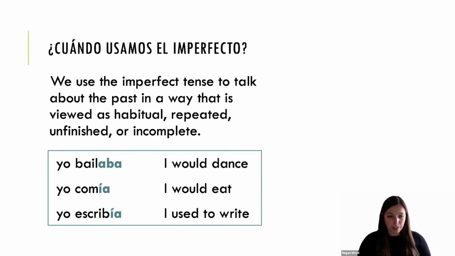So, as we see with our example verbs here, yo bailaba means I would dance. This is different from the preterite tense where we said I danced. This says I would dance or I used to dance. The same is true for comía and escribía.